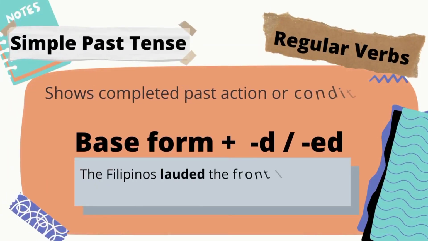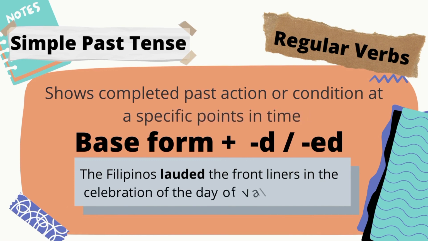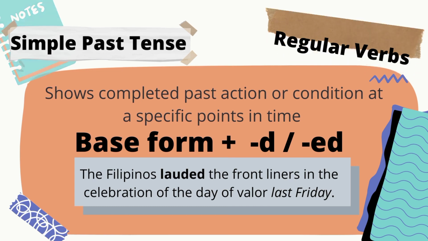Let's have another sample sentence. The Filipinos lauded the frontliners in the celebration of the Day of Valor last Friday. The verb in the sentence is lauded. The base form of the verb is laud. Since it ends with the consonant d, we have to add ed to form the past tense of the verb. We could know that the sentence is in the past as it shows a completed action through the time marker given, last Friday.